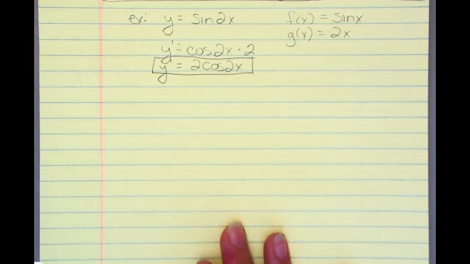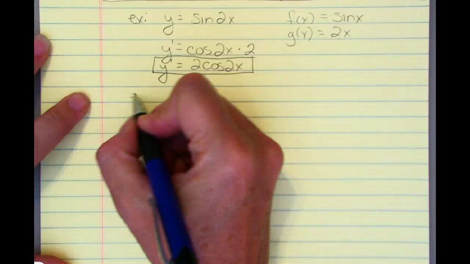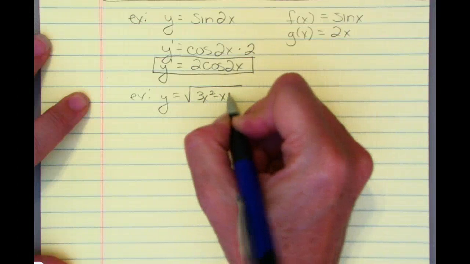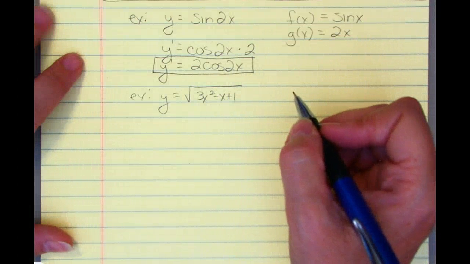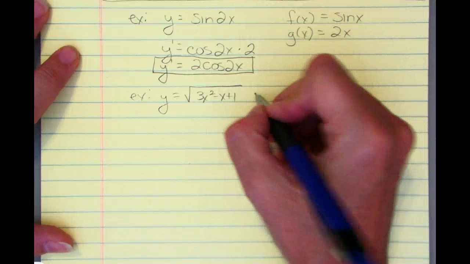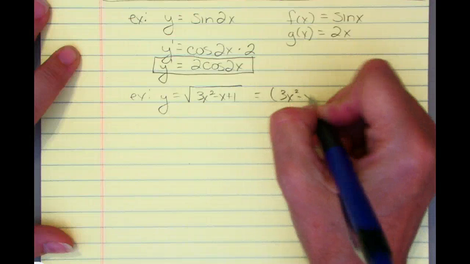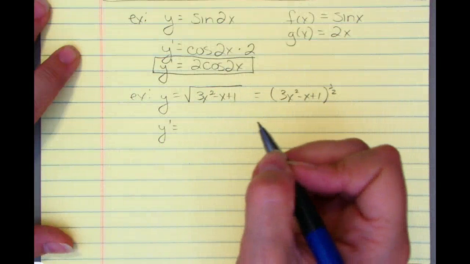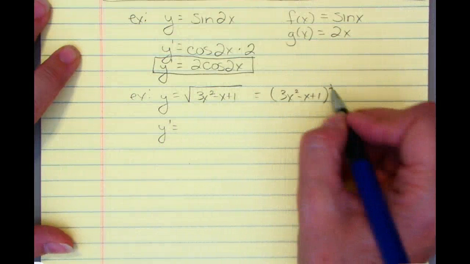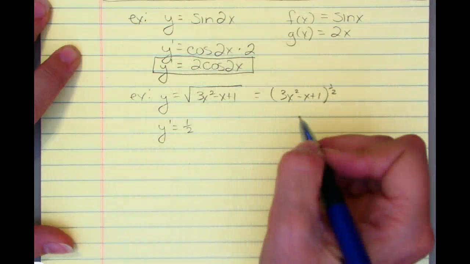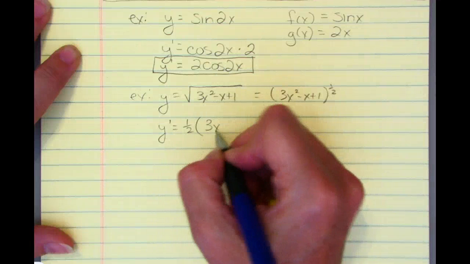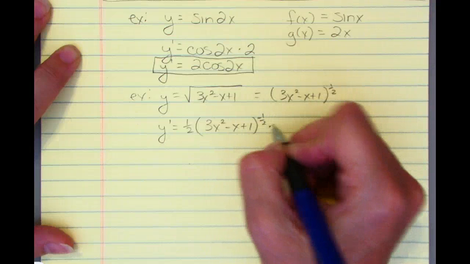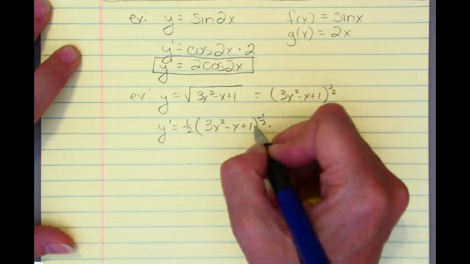Let's do another example. y equals the square root of 3x squared minus x plus 1. Up until now, we would not know how to take the derivative of this. I'm going to first rewrite this. Change the square root to the 1/2 power. And so my outside function, or my f of x, is the square root. So bring down the 1/2, leave the inside alone, and reduce that power by 1. Then I'm going to multiply it by taking the derivative of the inside next.